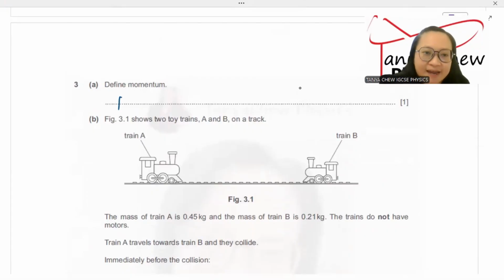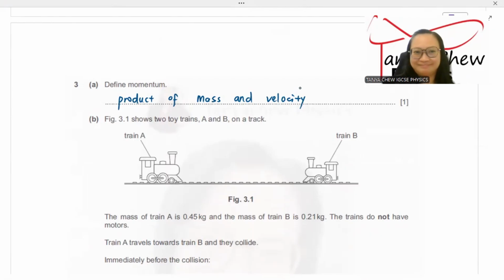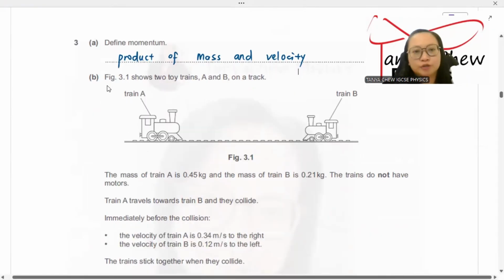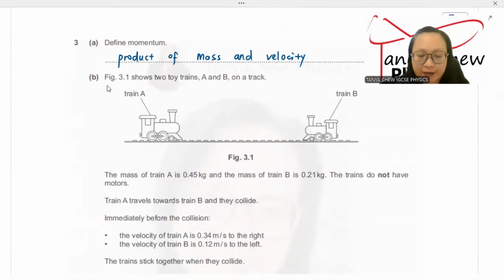Now, the next one, define momentum. Momentum is as easy as the product of mass and velocity. That's the definition of momentum. And B, Fig 3.1 shows two toy trains, A and B, on a track. Mass of train A is 0.45 kilogram, and mass of B is 0.21 kilogram.